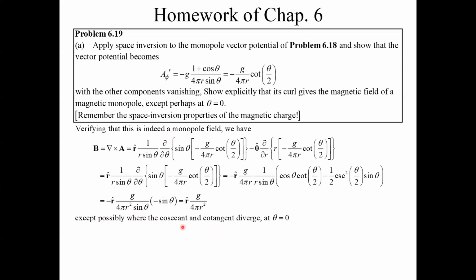And because we have the cosecant and the cotangent function here, it diverges at theta equals 0, because it's cotangent.